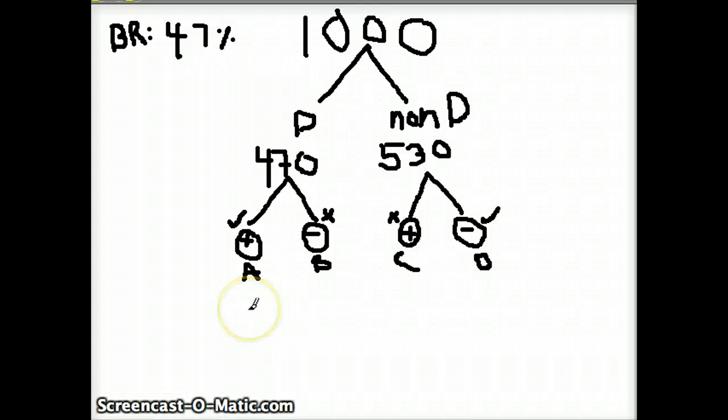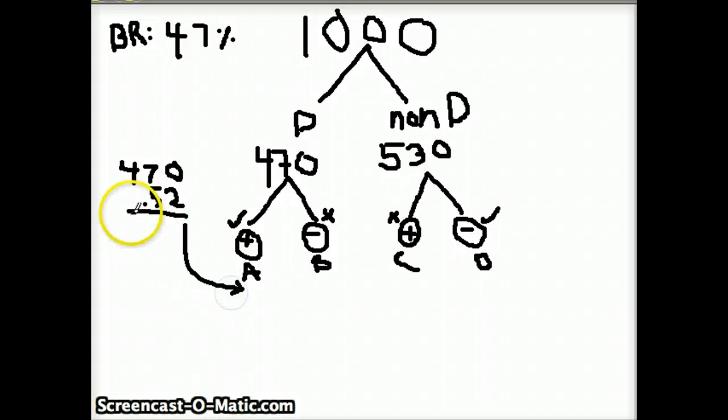Now, how do I figure out how many people are here? Well, remember that the sensitivity tells you how many people with the disease will test positive. And we know that the sensitivity is 0.52. So 470 times the sensitivity, or 0.52, is how we find out the number of people who are going to go over here. And that number turns out to be 244.4.